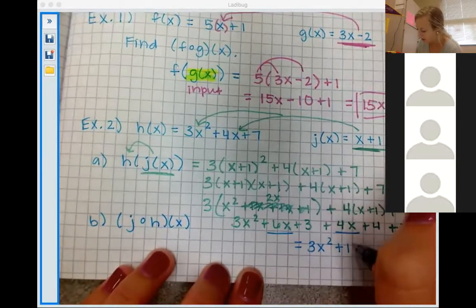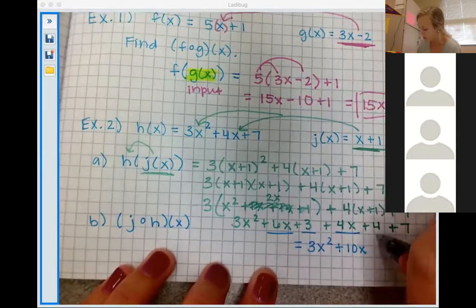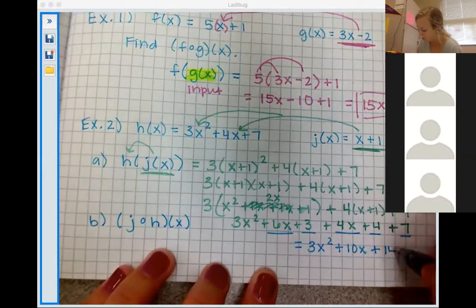6x and 4x is 10x, and then 3 and 4 and 7 is 14.